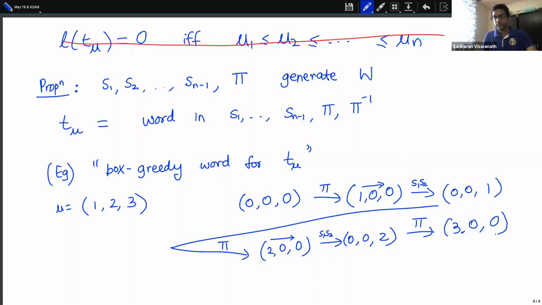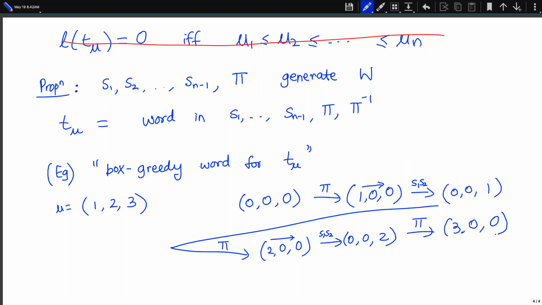Sorry, what is 0, 0, 0? No, that's your starting point. Just imagine these are the translations of the 3 abaci. So initially you do nothing. When you perform pi, what you're doing is moving the last abacus to the first position and translating it up by 1. So we are keeping track of what we're doing.